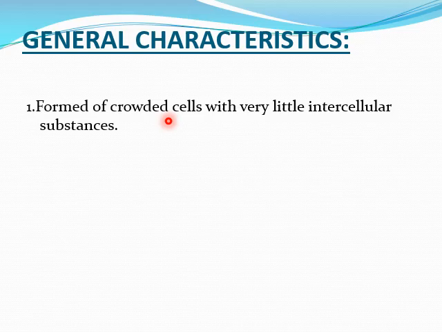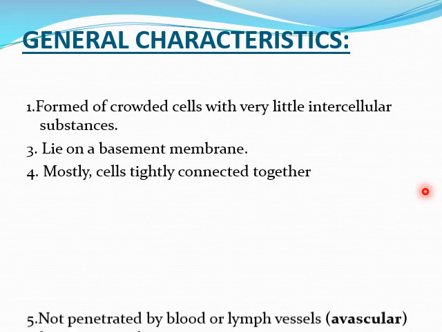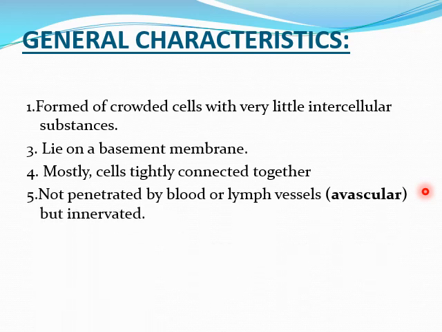The epithelium is crowded, so it has little intercellular space. It lies on a basement membrane. It is connected together by tight junctions. Not penetrated by blood vessels, it is avascular, but it is innervated. It receives its blood by diffusion from the underlying connective tissue.